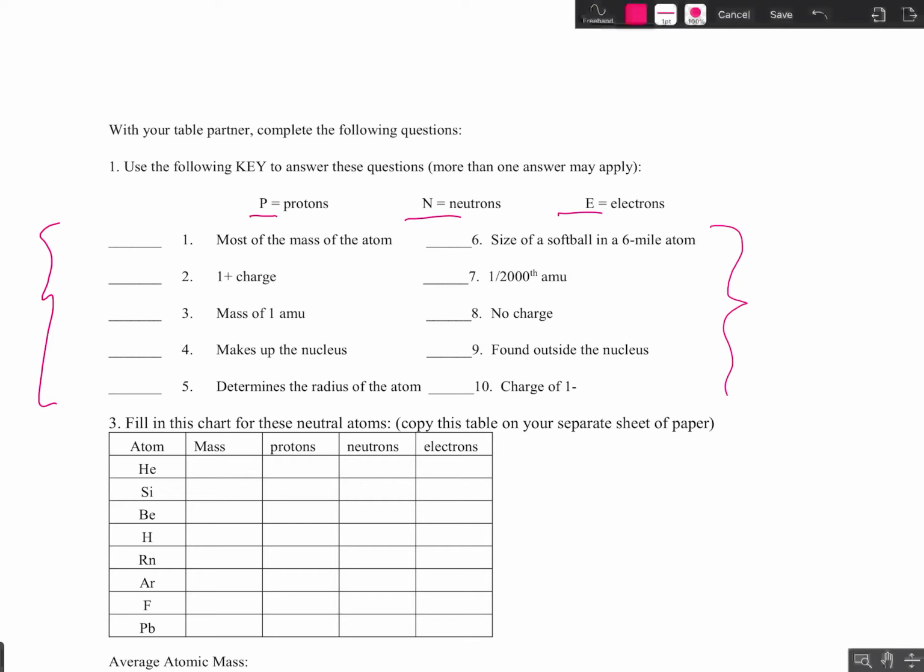So pause the video, do your best. When you're done, press play again, and we'll see how y'all did. Okay? Go for it.